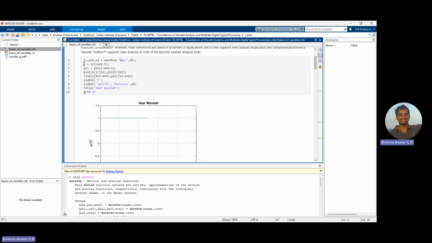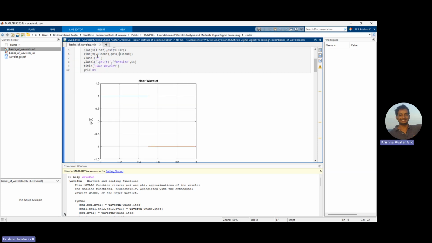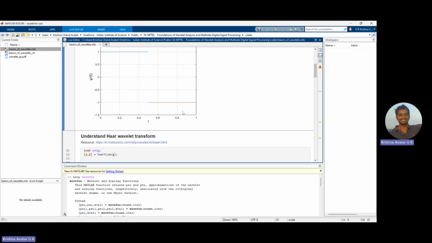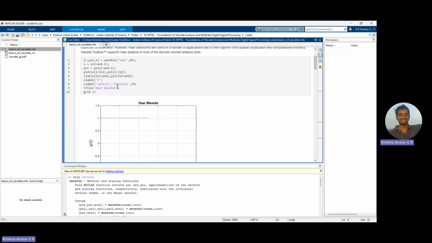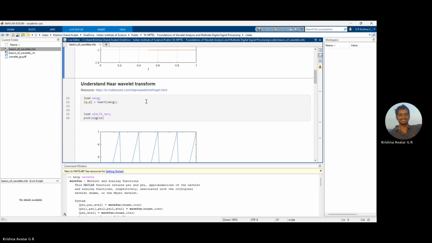And then we are able to get the discrete grid points and the values at those discrete points, and we just plotted them. So plotted here, right? And we see that it has a value of 1 at t equal to 0, and for t greater than half, it has a value of -1. Right? And this was our Haar wavelet.